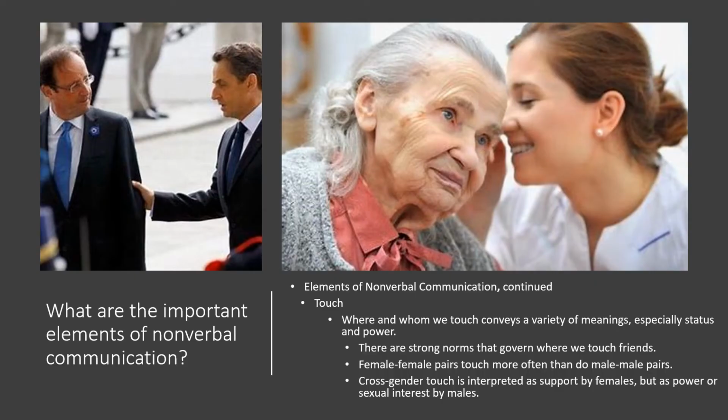Another element of nonverbal communication is touch. And touch can convey a variety of meanings, including meanings regarding status and power. And as many of you know, there are strong norms that govern where we touch our friends and who we touch. Female pairs touch more often than male pairs. And cross-gender touch is interpreted as support by females, but as power or sexual interest by males. So touch is another interesting element of nonverbal communication.